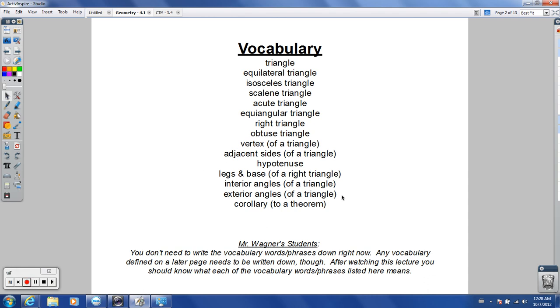Alright, so here's some vocabulary you should know for this lesson. Looks like quite a bit, but it's actually a lot of really easy terms, a lot of things you probably know from classes before even taking geometry. We should know what all these mean by the time we're done.